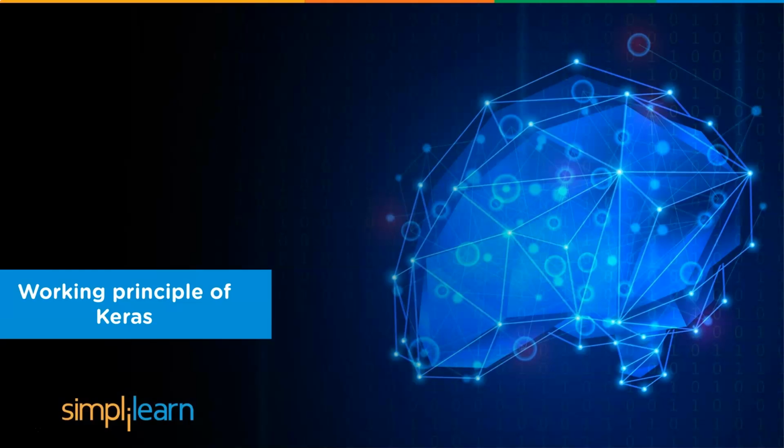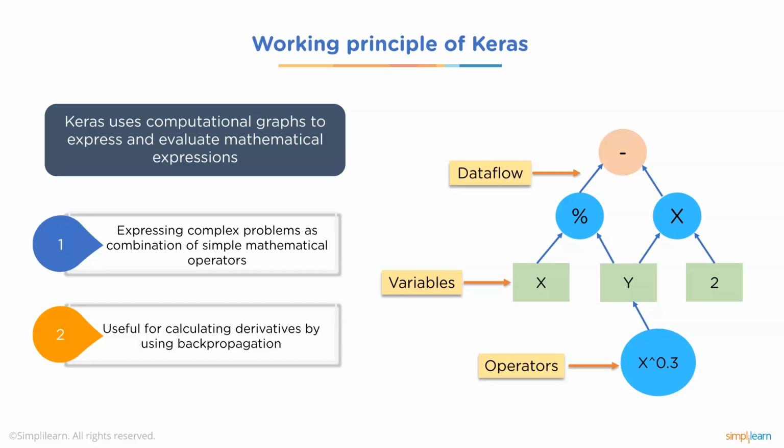So the working principle of Keras. The working principle of Keras is Keras uses computational graphs to express and evaluate mathematical expressions. And you can see here we put them in blue. They have the expression, expressing complex problems as a combination of simple mathematical operators, where we have like the percentage, or in this case in Python that's usually your remainder, or multiplication. You might have the operator of x to the power of 0.3. And it is useful for calculating derivatives by using backpropagation.